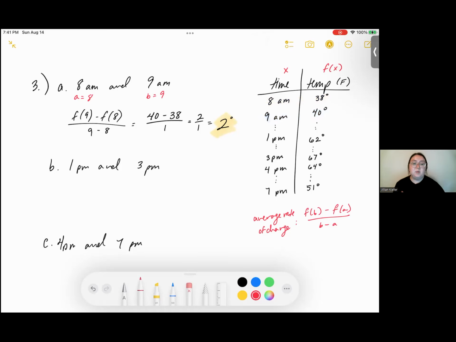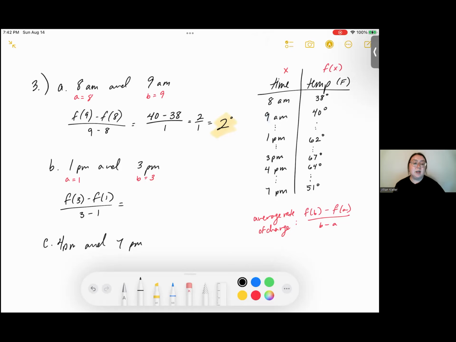So now we have between 1 p.m. and 3 p.m. So same thing as before. We're going to pick A and B. Once again, it doesn't matter which one you pick, just as long as the formula stays the same. I'm going to say that A is 1 and B is 3. So our function here needs to be f of 3 minus f of 1 divided by 3 minus 1.